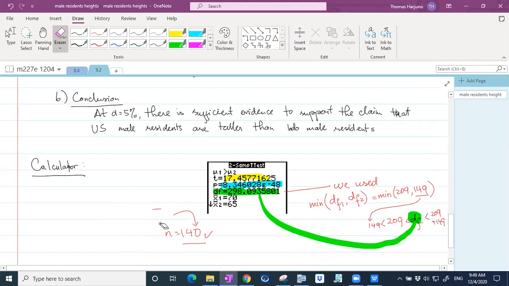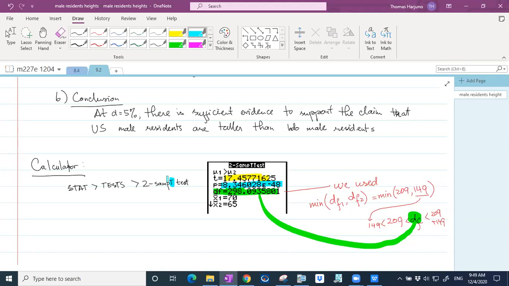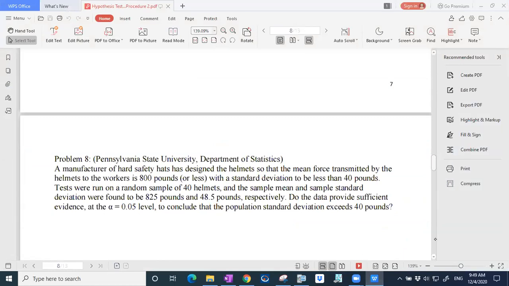Now, going back, how to get the calculator, that's going to stat, and then you go to test, and then you go to tool, sample mean t-test. Now, why do we use t-test? Because we don't have the population standard deviation. Sigma 1, sigma 2, unknown. If they are known, then you use sample z test.